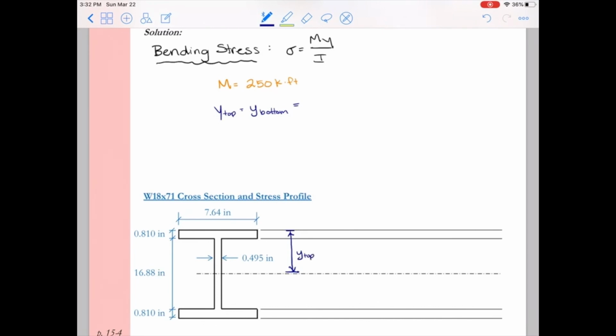Y top is going to be equal to, it looks like, half of 16.88 inches plus the thickness of that top plate. So it's going to be 16.88 inches over 2 plus the thickness of the top plate, or the top flange, which is 0.810 inches. Doing some math, that gives us the result of 9.25 inches.